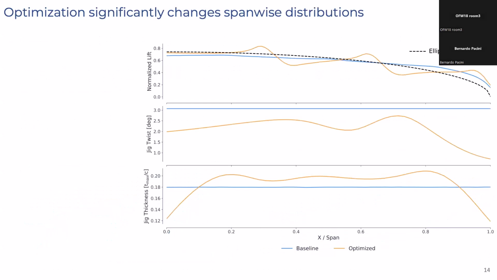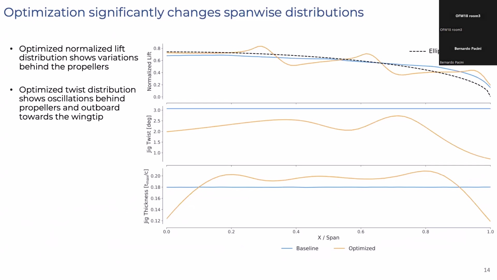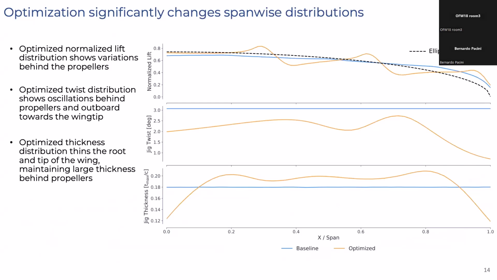I want to show the spanwise distributions because they show a big difference between the baseline and the optimized. We see that the normalized lift distribution on the top shows the variations behind the propeller that are even more significant in the optimized case. The optimized twist distribution has some oscillations starting at the root up towards the tip with a significant decrease at the wingtip. And the thickness distribution thins both the root and the tip of the wing and actually increases the thickness behind the center two propellers.